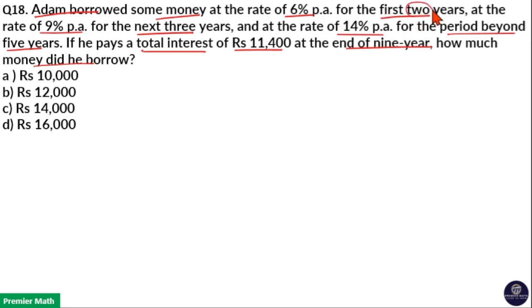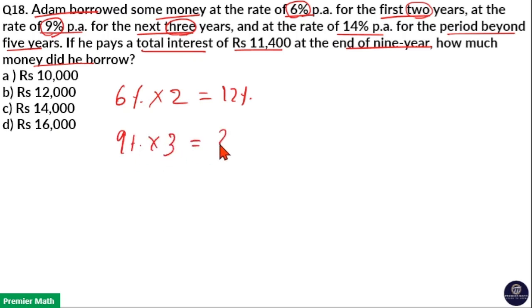For the first 2 years, he has to pay 6% per annum. So total interest he paid for the first 2 years is 6% into 2, 12%. For the next 3 years, he paid 9% per annum. 9% into 3 is a total of 27% for the next 3 years. Now, total number of years is 9 years, and for the period beyond 5 years, he paid 14% per annum. So 9 minus 5, 4 years. For 4 years, he paid 14% per annum. So total interest he paid is 14 into 4, 56% for the next 4 years.